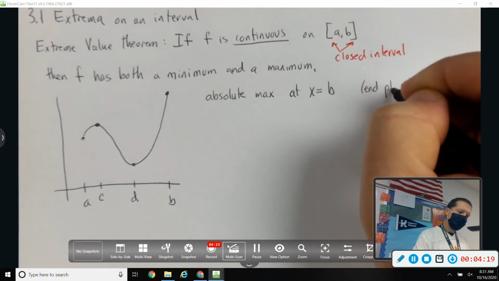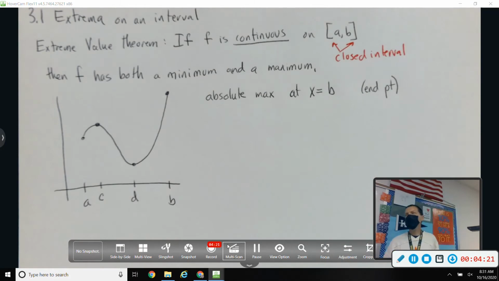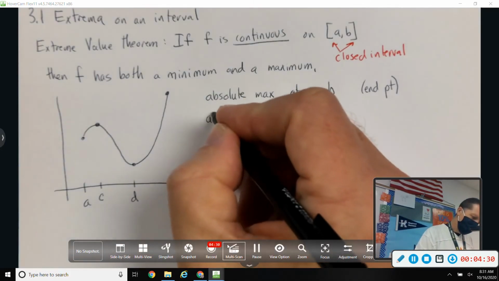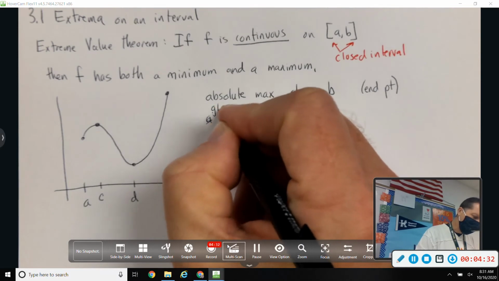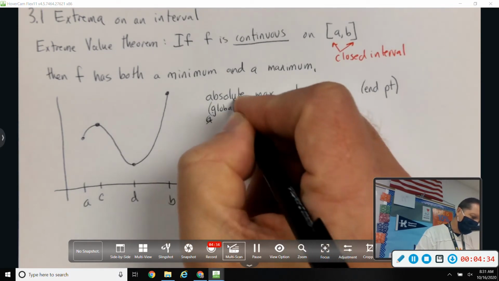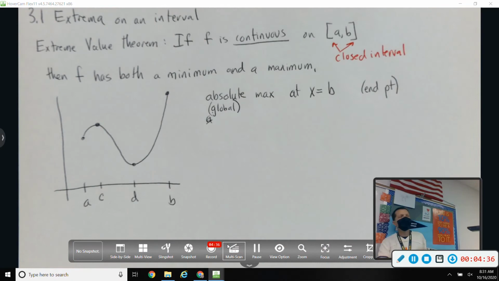By the way, that happens to be an endpoint. That becomes really important later. If I remember, I'll try to circle back to that. It's not always an endpoint, but it might be an endpoint. Another word for the absolute is global. So like overall max, absolute max, global max on that interval is at x equals b.